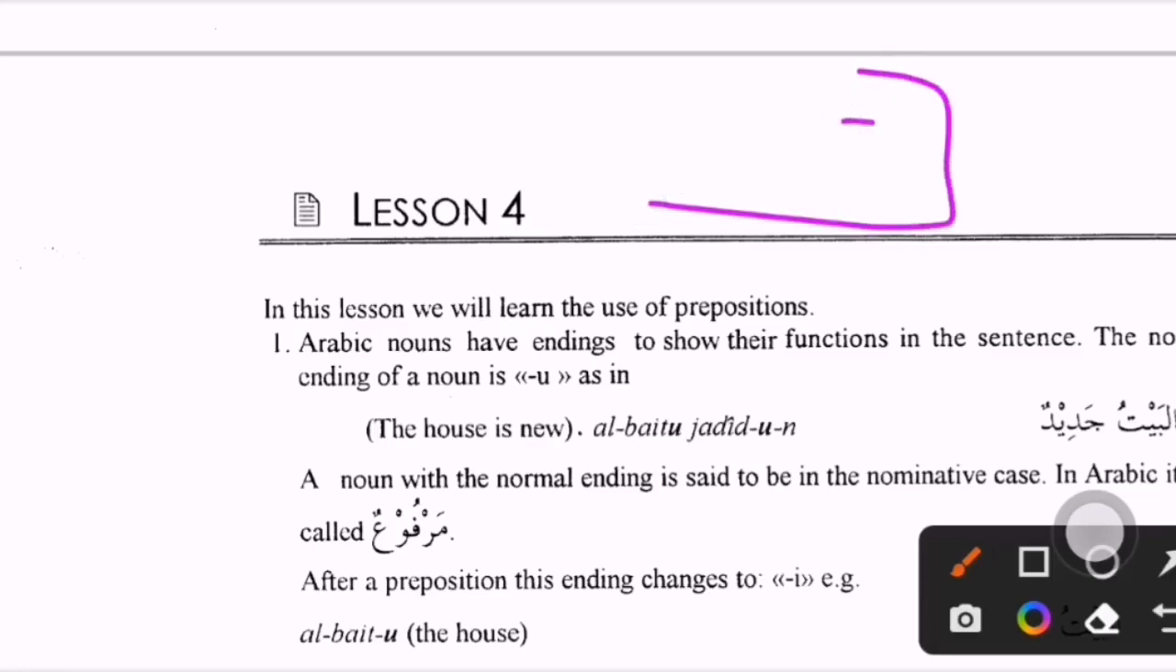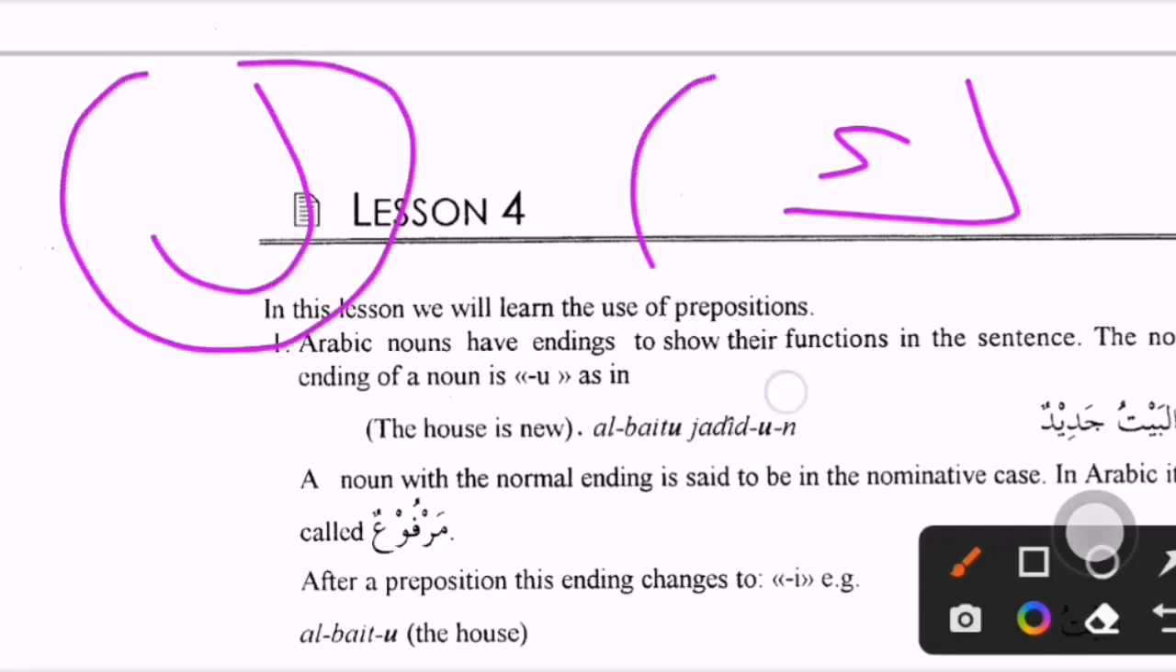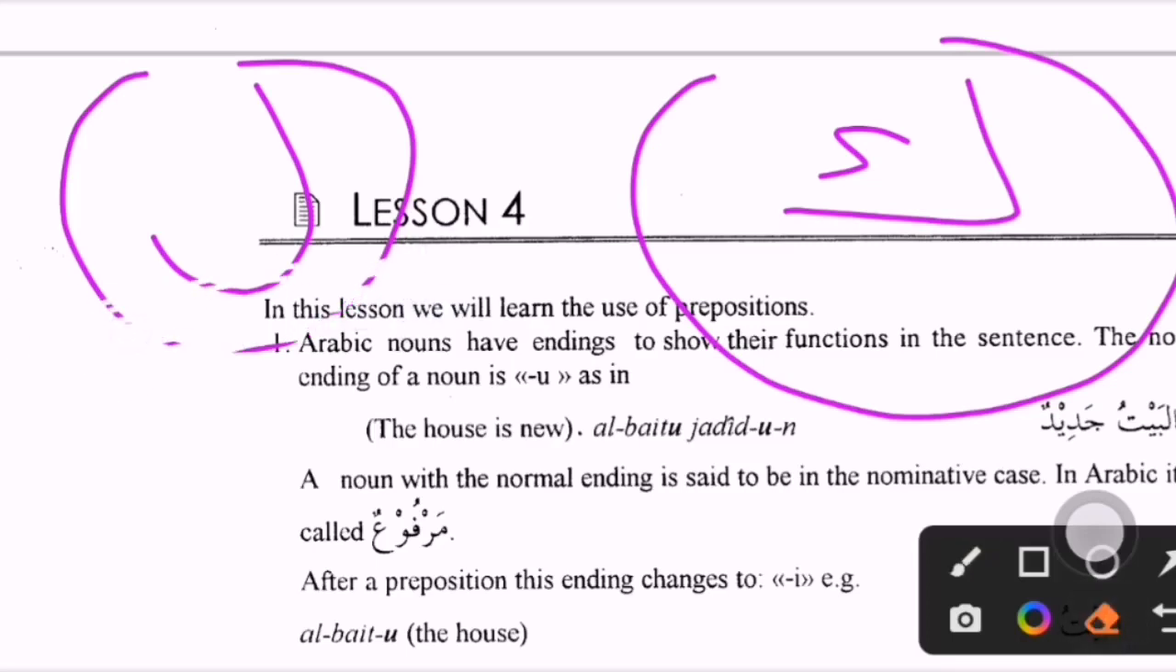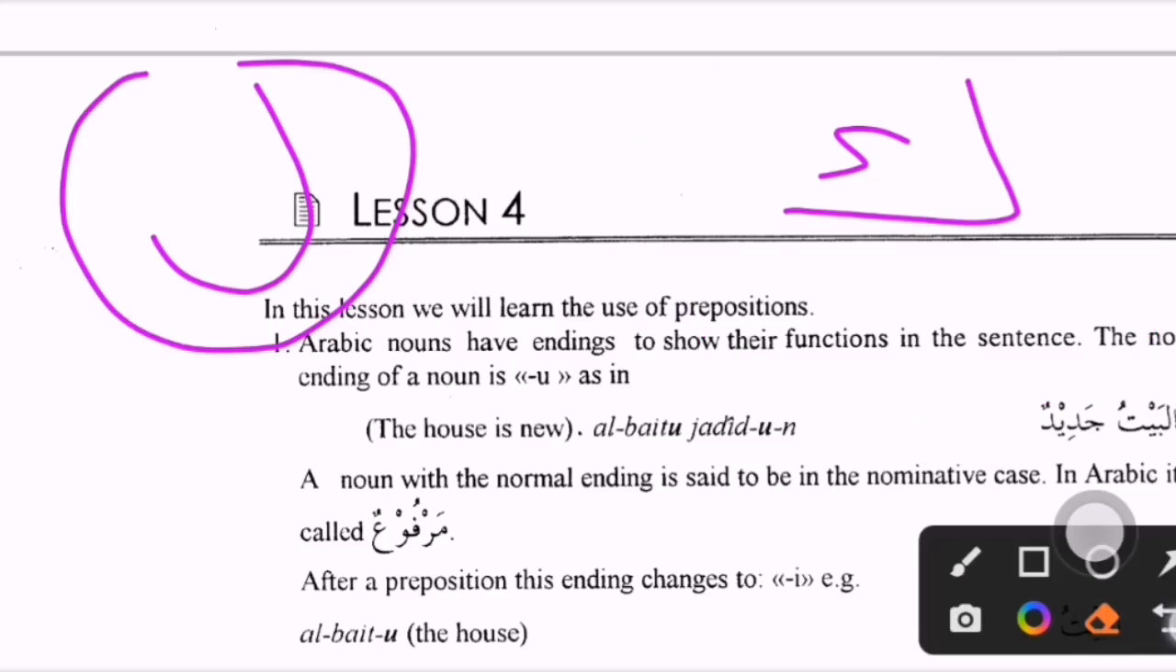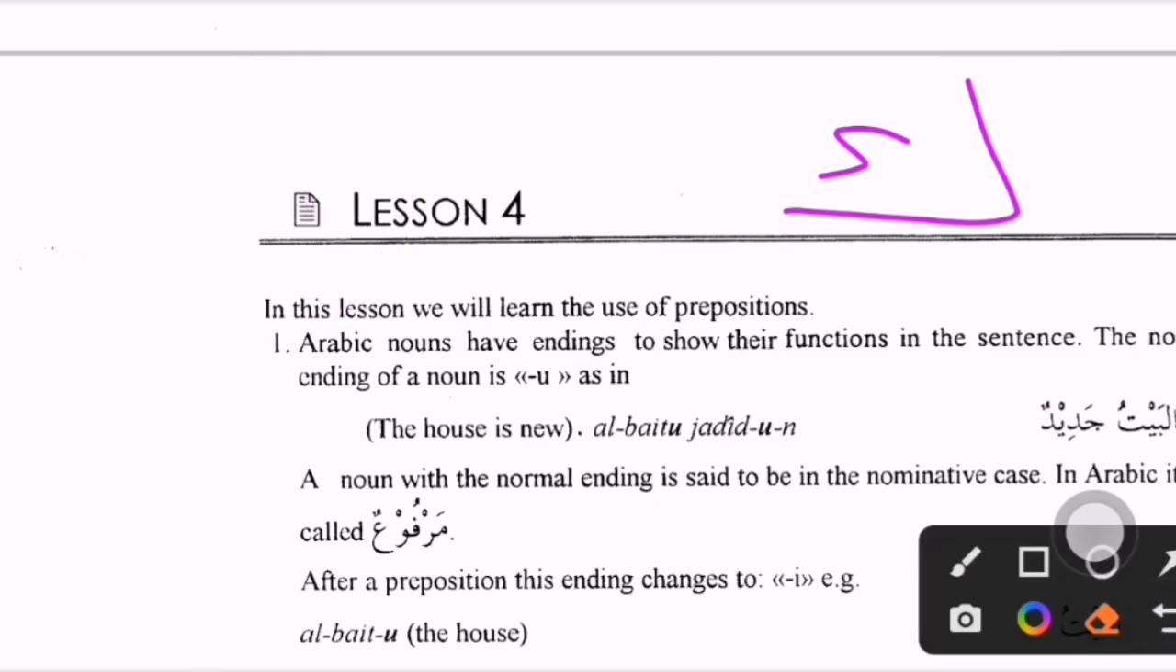We have kaf like this for one. So we have kaf and we have lam. We use kaf to show likeness, and we use lam to show possession. So let us start with the kaf. We use kaf to show likeness, and we use lam to show possession.